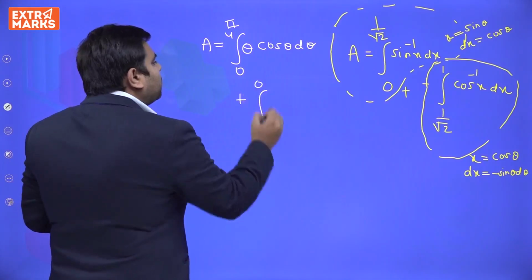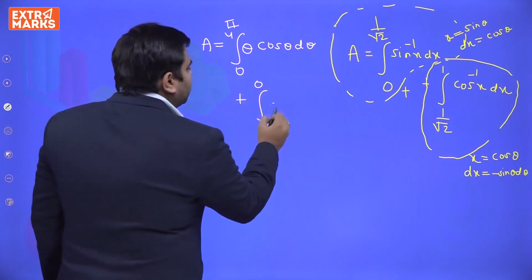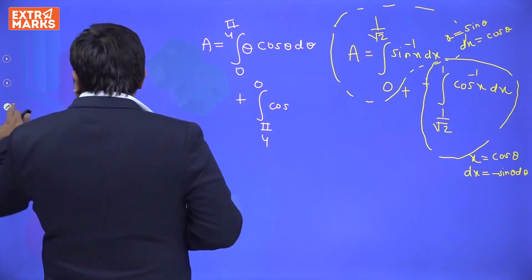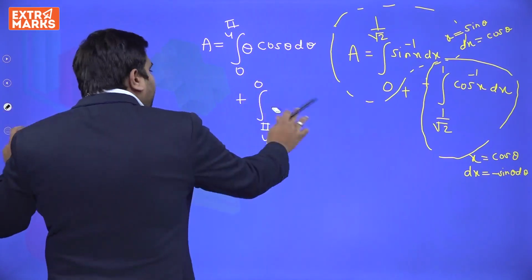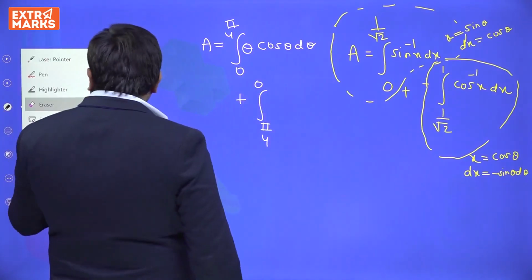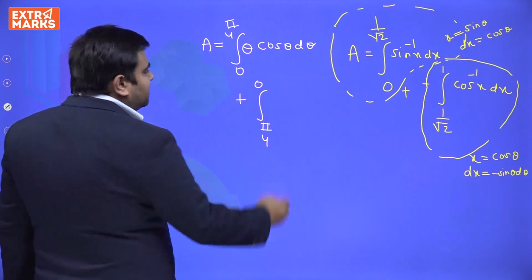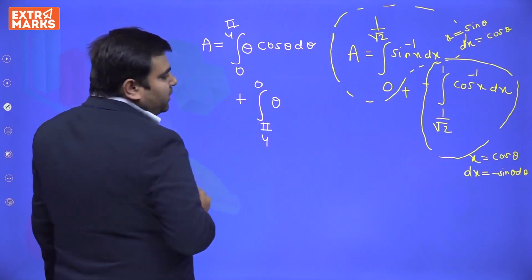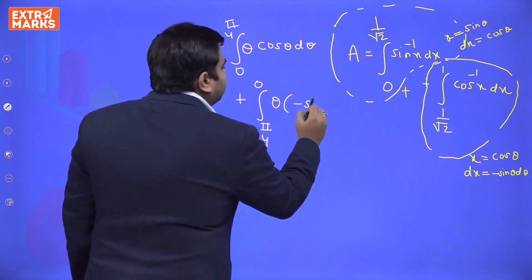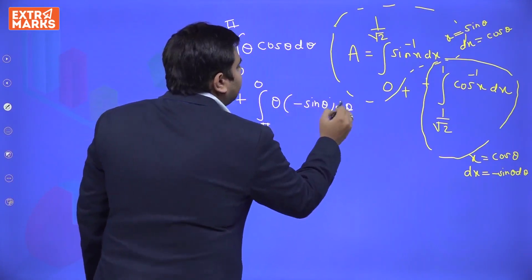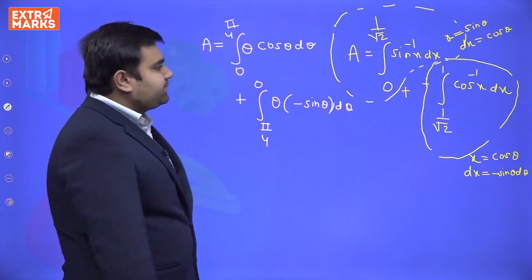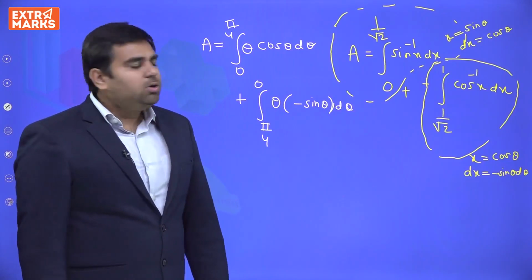So this is pi by 4 to 0 cos inverse cos theta. So again cos inverse cos theta between 0 to pi by 4 is what? Theta only. But what is dx? Dx is minus sine theta d theta, right? Are you getting this point or not?